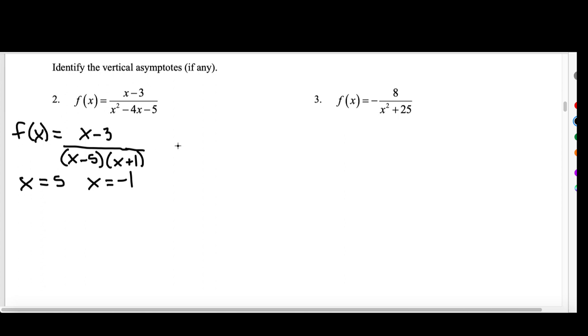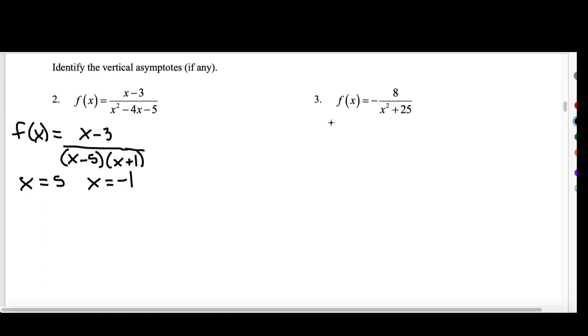So if you were to graph this rational function, you would see that there are two vertical asymptotes, a vertical asymptote passing through x equals 5 and a vertical asymptote passing through x equals negative 1. How about this one, right?